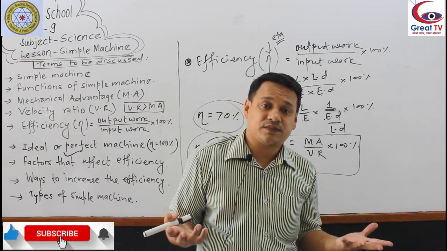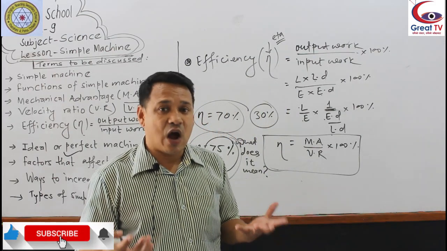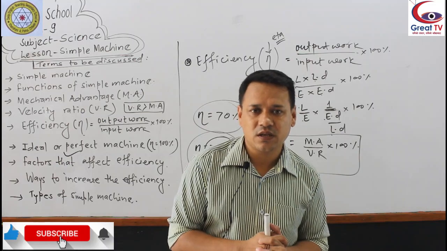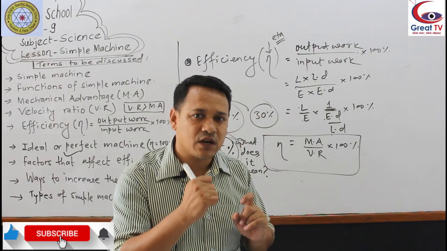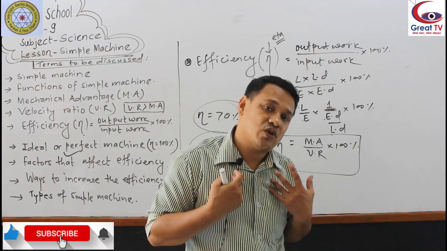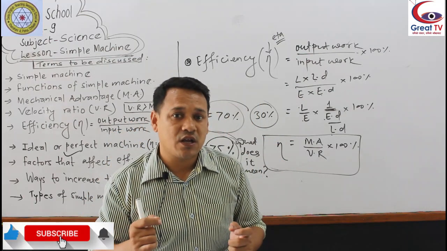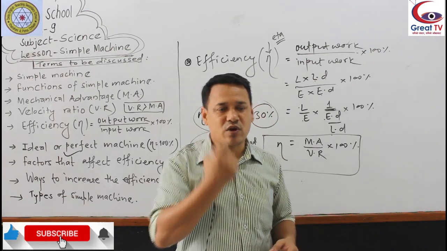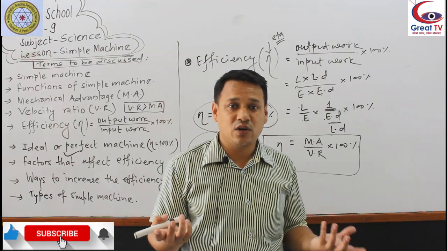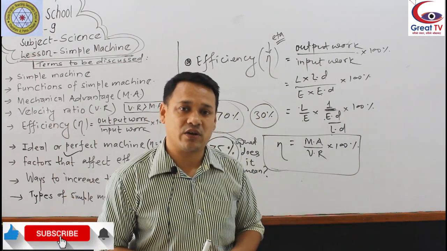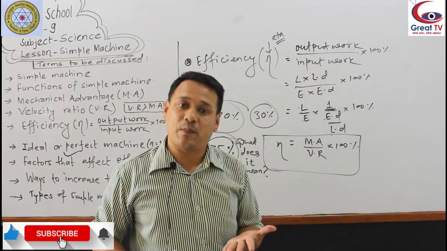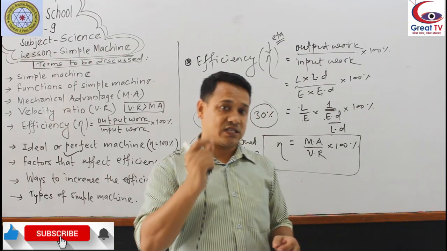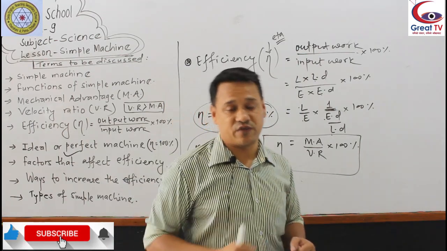Then how can we increase the efficiency of a machine? To increase the efficiency of a machine, first one, we have to reduce the friction. And to reduce the friction, what can we do? First one, we can use lubricant like grease, oil, etc., which lets the movable parts slip easily. So by using lubrication like grease, oil, etc., we can reduce the friction.